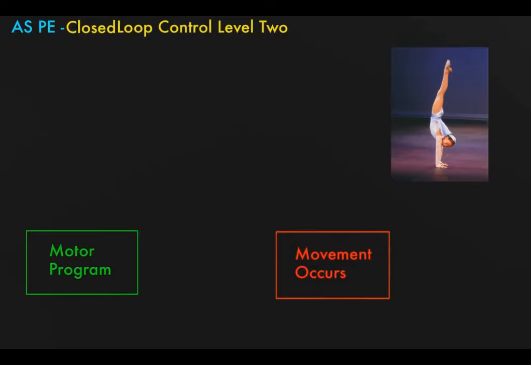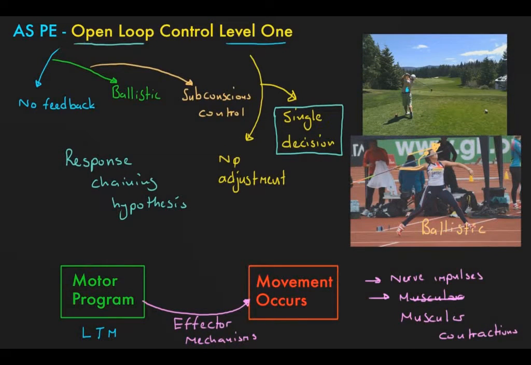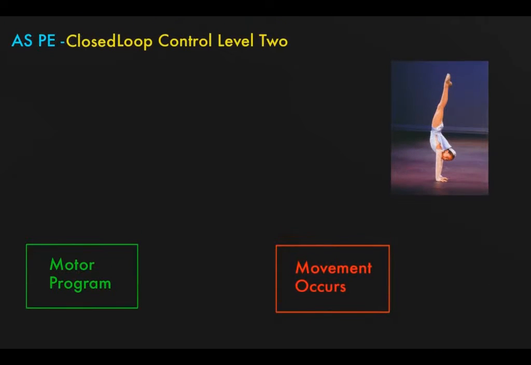And look, if you haven't already seen the open loop control level 1 recording, I do recommend you go and have a look at that before studying this one. It's quite important baseline knowledge for us to have. But again, we're talking about the method by which we take a motor program, which we already know is stored in our long-term memory, and how we translate that into an actual movement.